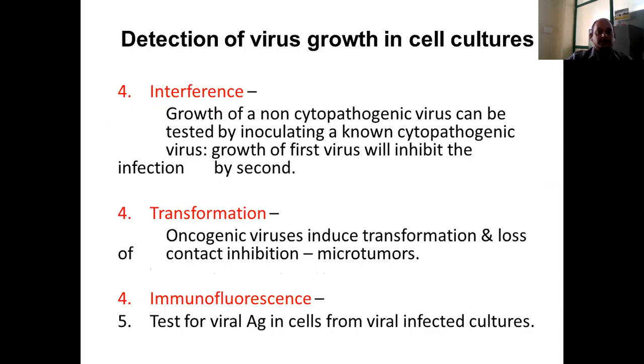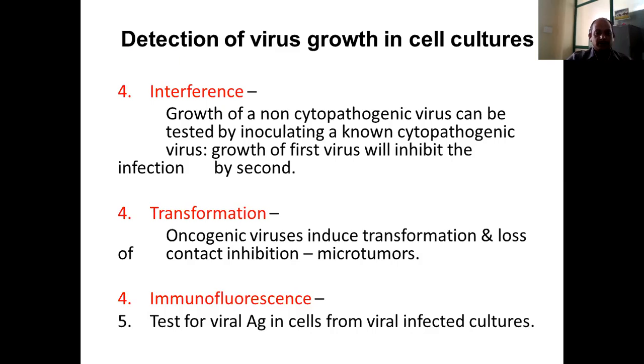Detection of virus growth in cell cultures can be done by interference. Growth of a non-cytopathogenic virus can be tested by inoculating a known cytopathogenic virus. Growth of the second virus will be inhibited because of the interference by the first. Transformation: oncogenic viruses can induce transformation and loss of contact inhibition, forming microtumors.